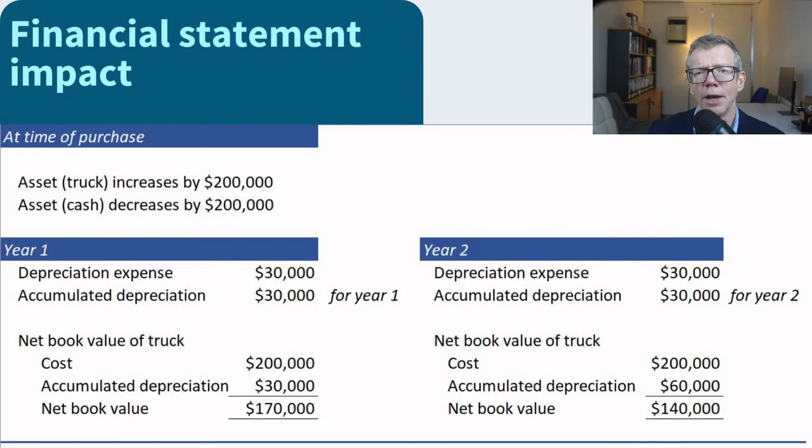So at the end of year one, the accumulated depreciation is only $30,000 because we've had 1 year. So the net book value of the truck is the $200,000 cost less the $30,000 accumulated depreciation, giving us $170,000. So that's the amount that would go onto the balance sheet. At the end of year two, we've still got the cost of $200,000, but we've now got 2 years worth of accumulated depreciation. So that's $30,000 each year, giving us $60,000. So the net book value of the truck is now $200,000 less the $60,000, which is $140,000.